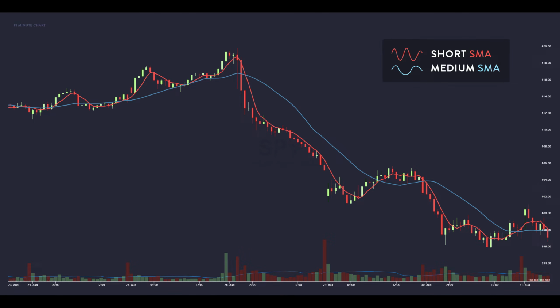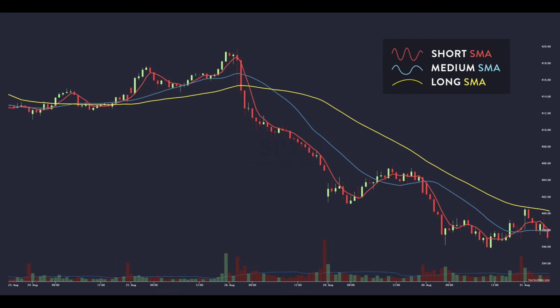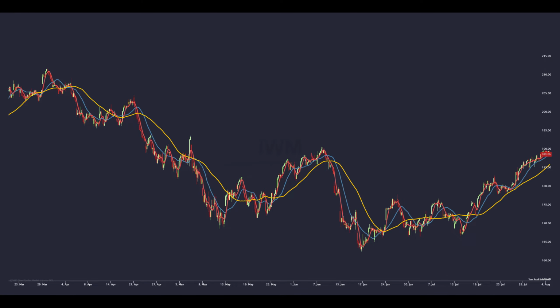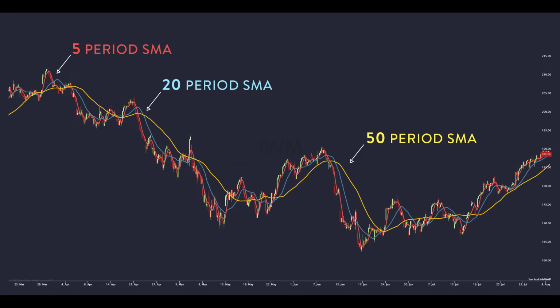The medium length is usually somewhere between 9 and 20 periods. It gives us an idea of the intermediate trend of the price action. And then finally, a commonly used length for the longer term moving average is often somewhere between 30 and 50 periods. Ultimately, the lengths that you choose are completely up to you, but for the sake of this video, we'll focus our attention on a 5 period for our short, a 20 period for our intermediate, and a 50 period for our long. Now that we've selected our moving average style and lengths, let's talk through a few different ways to trade the moving averages.